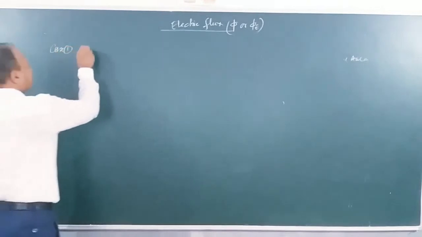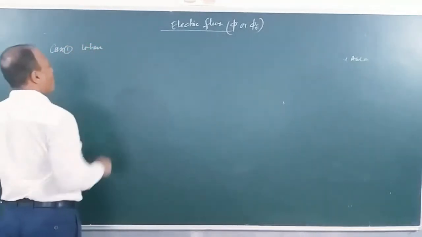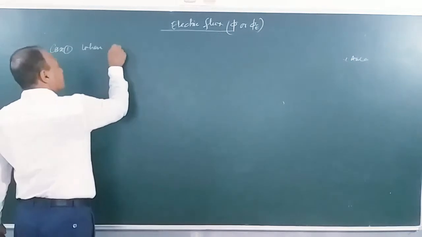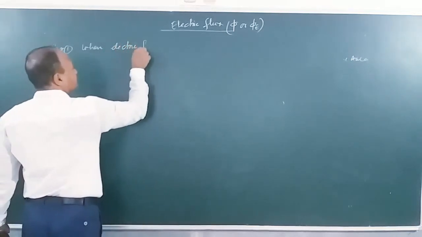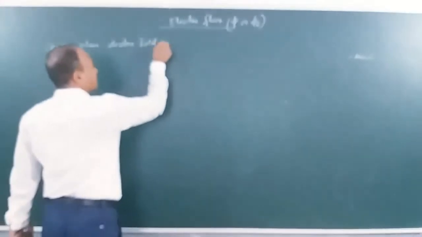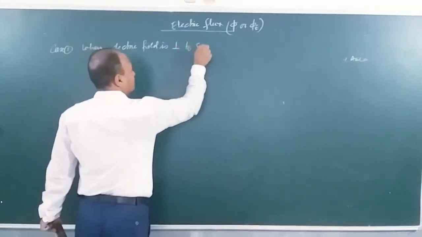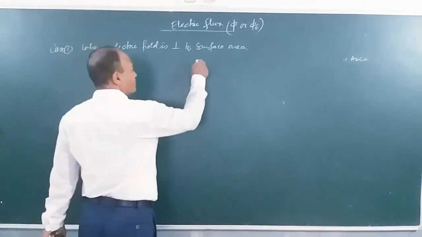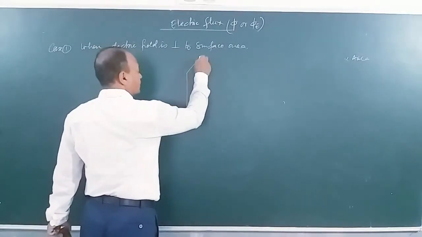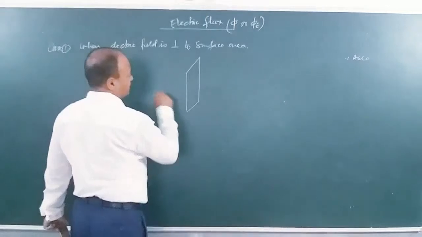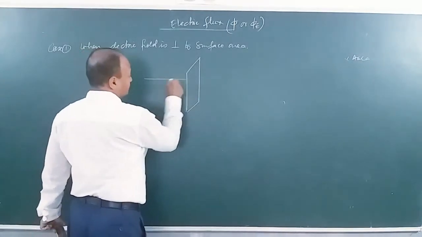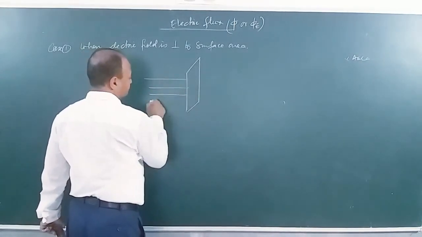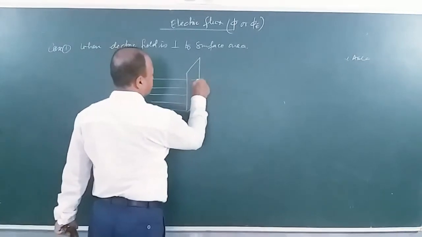Case 1. When the electric field is perpendicular to the surface area. When the electric field is perpendicular to the given surface area. Suppose this is the case, this surface area, and these electric field lines are directed at right angle.